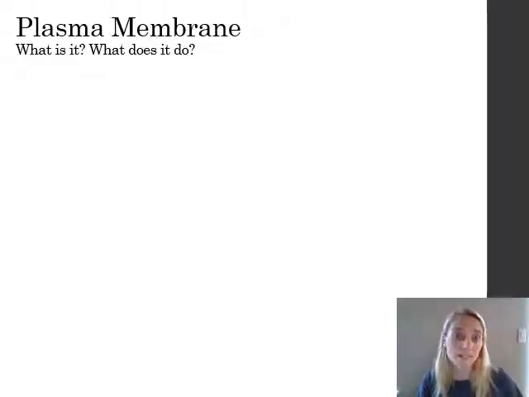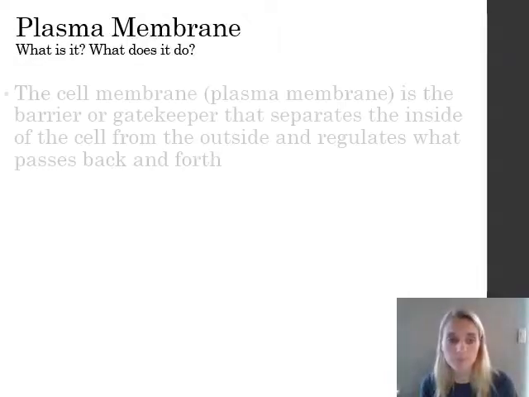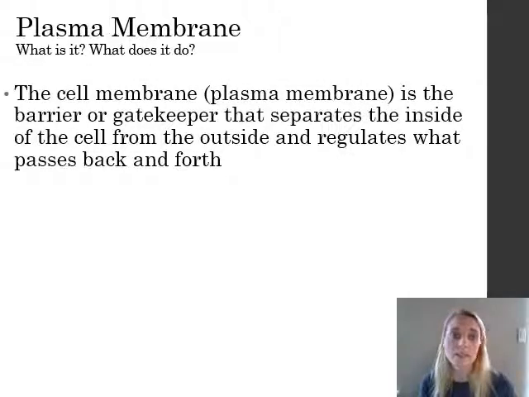All right, so what is it? What does it do? Again, plasma membrane and cell membrane are interchangeable terms, so you could use either one, whichever works best for your brain. Basically, it's the barrier. It's that physical boundary between the components on the inside of the cell, all the organelles and cytoplasm and nucleus and DNA, that separates it from the surroundings.